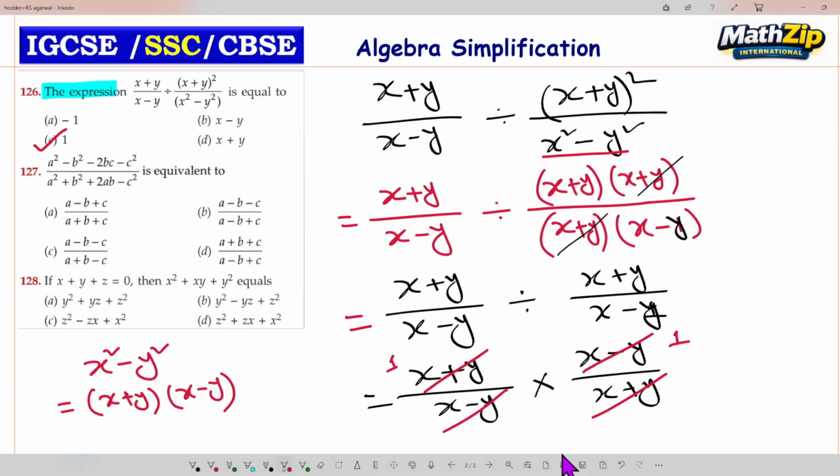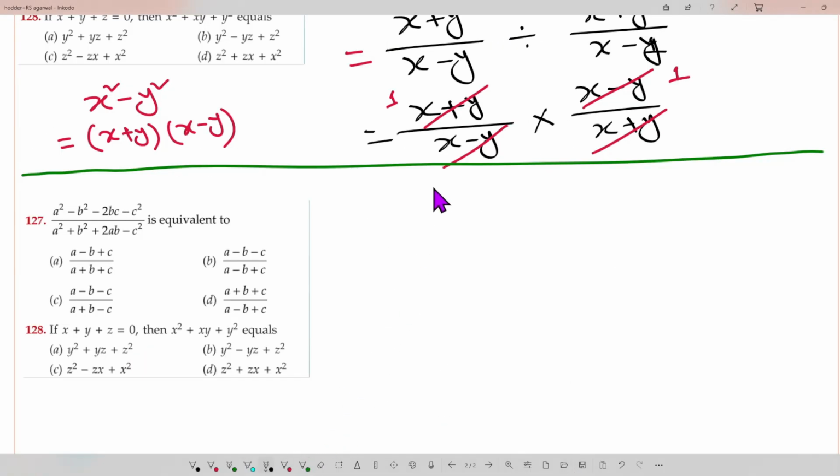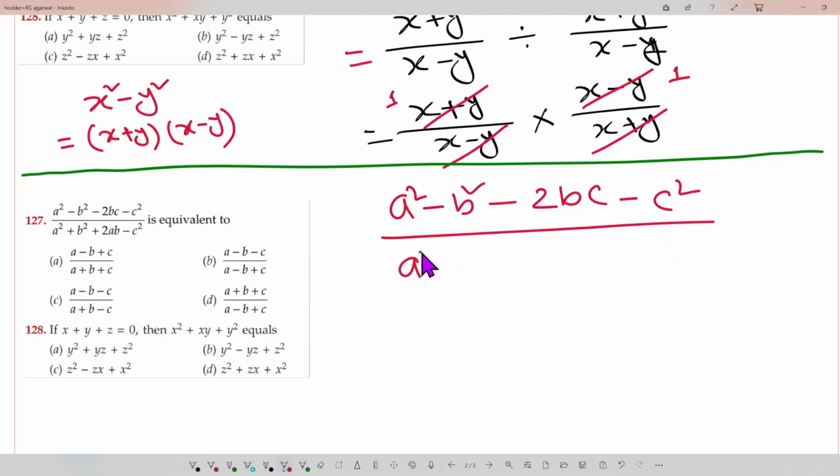This video I am going to solve math which is also very important for any kind of competitive examination. Next question. Here is a square minus b square minus 2bc minus c square, divided by a square plus b square plus 2ab minus c square. So we have to find out the equivalent value from these four options.